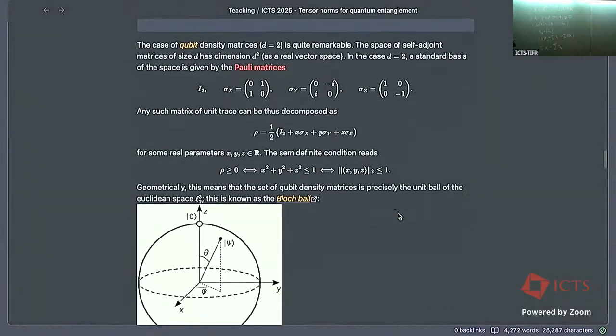Qubits are nice because 2x2 self-adjoint complex matrices are nice. They have 4 complex numbers, but if I put in the self-adjointness condition, I have just 4 real parameters. So as a real vector space, it has a basis of 4 elements, and this is the most famous one, the correct basis for qubits: the identity and the 3 Pauli matrices. I can decompose any 2x2 matrix as a linear combination of these. The Pauli matrices are traceless, so if I want my matrix to have trace 1, the coefficient in front of the identity should be 1/2.